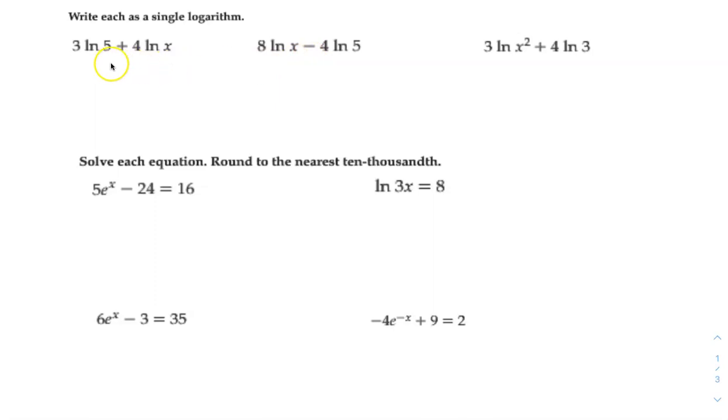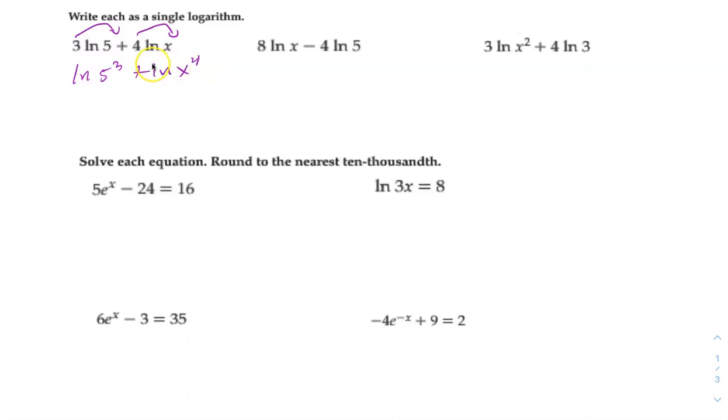But I can't just go all into it. You got to get rid of the coefficients first. When you combine things, it has to be just natural log or just log. So first step here is move that 3 to the top, move that 4 to the top. That's power. So I get natural log of 5 cubed plus natural log of x to the 4th.